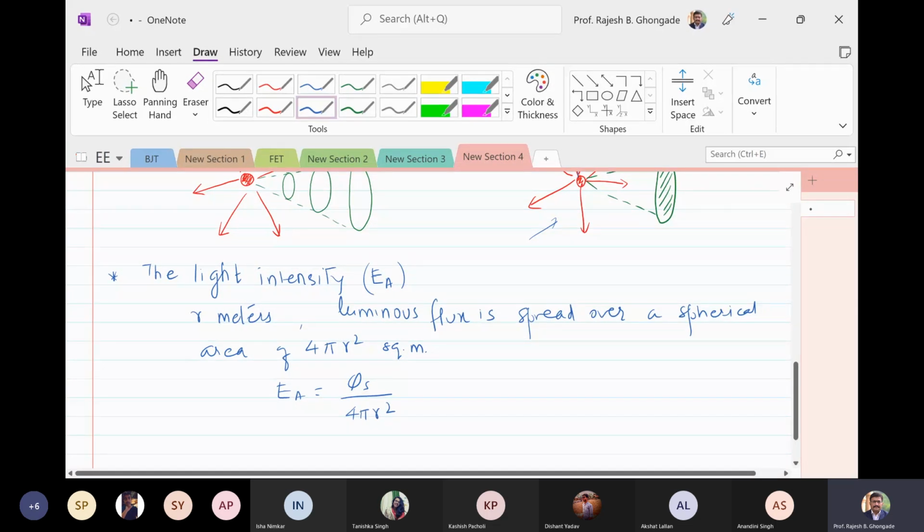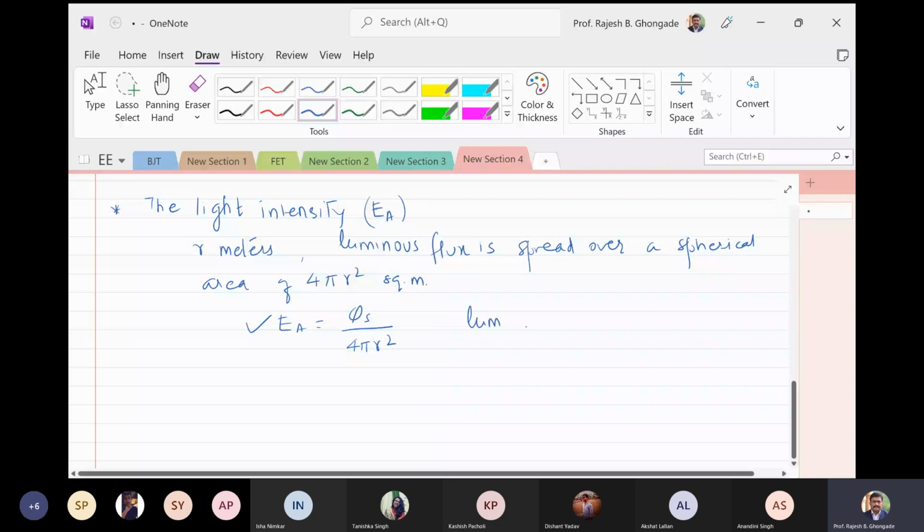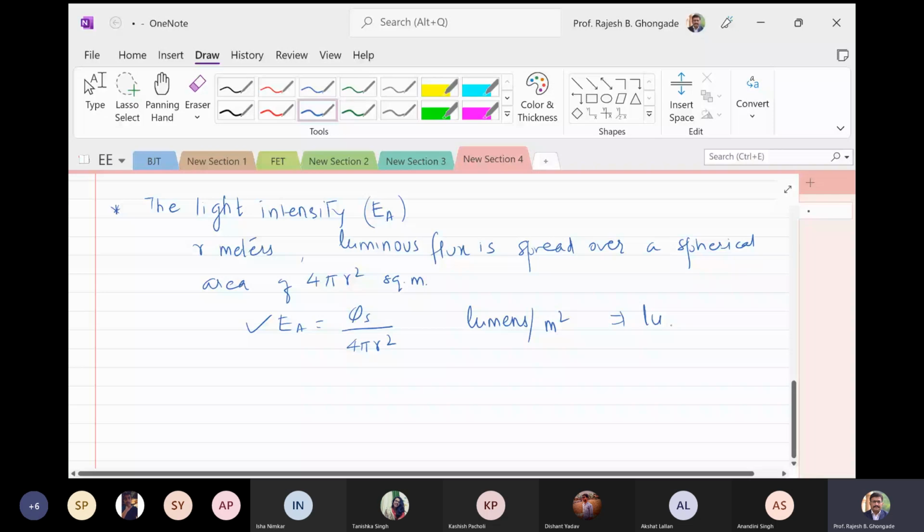So when the total flux is expressed in lumens, this particular equation gives the luminous intensity in lumens per square meter. That is lumens per meter square, which is also called lux, Lx. I'll repeat that. So when total flux is represented in lumens, this equation gives the luminous intensity in lumens per square meter. This is also called lux.